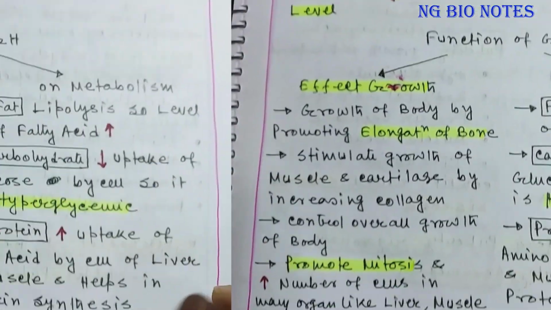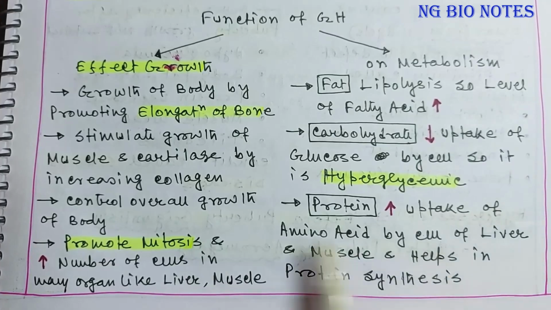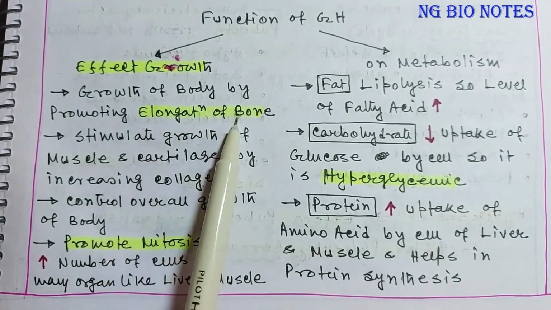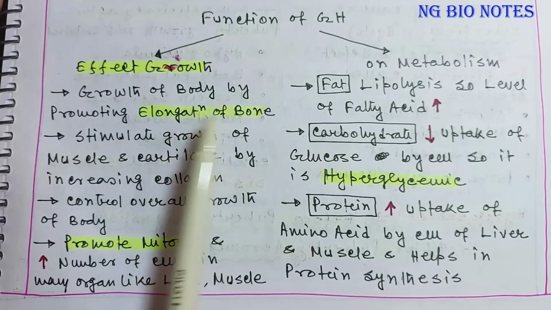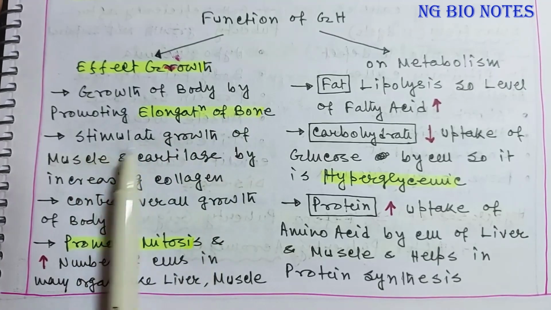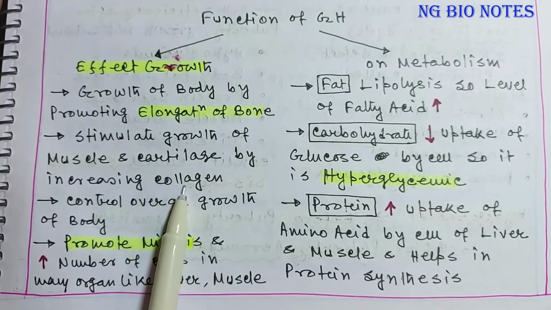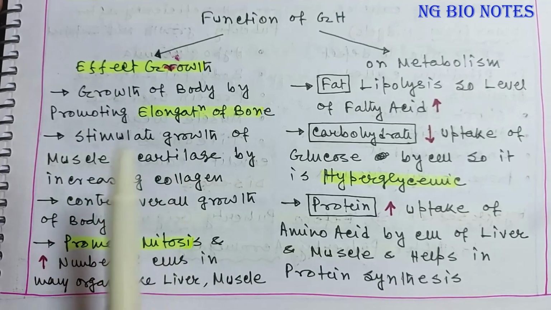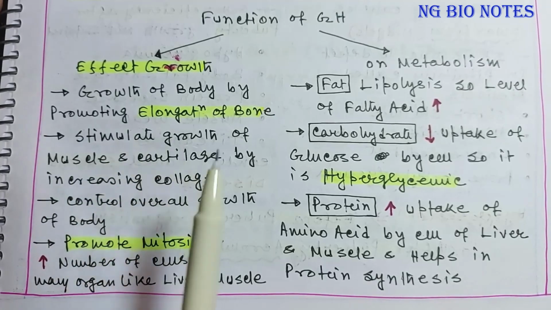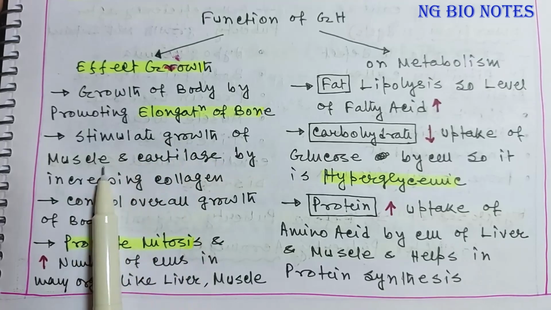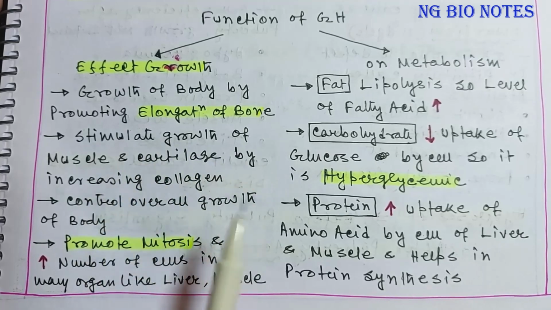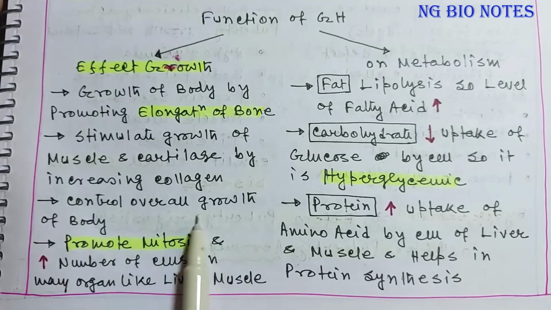Then what is the function of growth hormone? Actually, growth hormone causes elongation of bones, so growth of the body occurs by promoting elongation of bones. It also stimulates growth of muscles and cartilage by increasing collagen. Collagen is the most abundant protein in our body, found in muscles and cartilage. So growth hormone stimulates growth of muscles and cartilage by increasing collagen protein, and this controls the overall growth of our body.